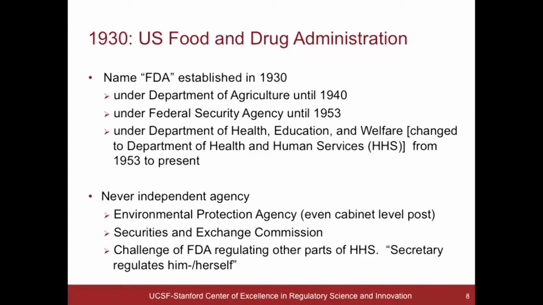Some of the things that happened in that time, in the 1930s, was that what we now know today as the Food and Drug Administration was established as an entity within the federal government, as an organization that had grown on the foundation that Harvey Wiley started with his poison squad in the Department of Agriculture.